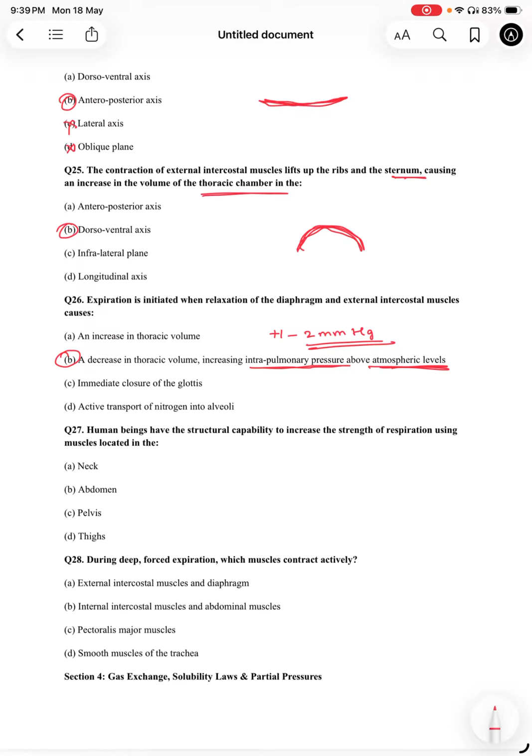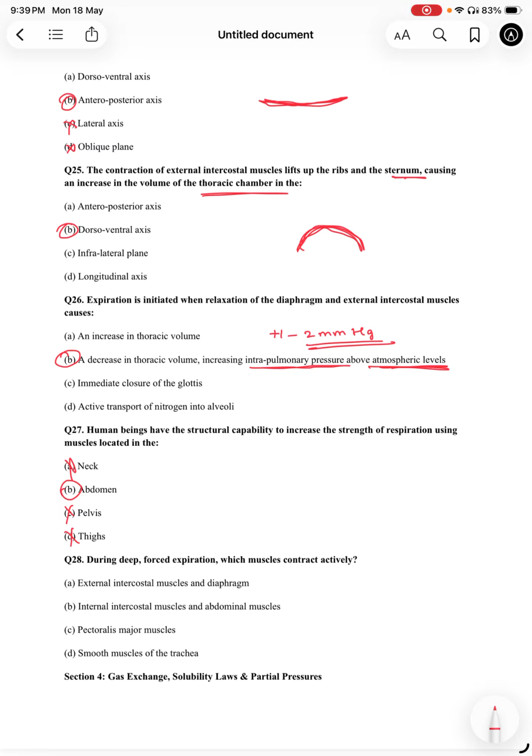Humans have structural capability to increase the strength of respiration using muscles located in A. Neck, B. Abdomen, C. Pelvis, D. Thighs. Thighs and pelvis we can directly cancel. You think the strength of respiration muscles are there in the neck? No, it's in the abdomen.